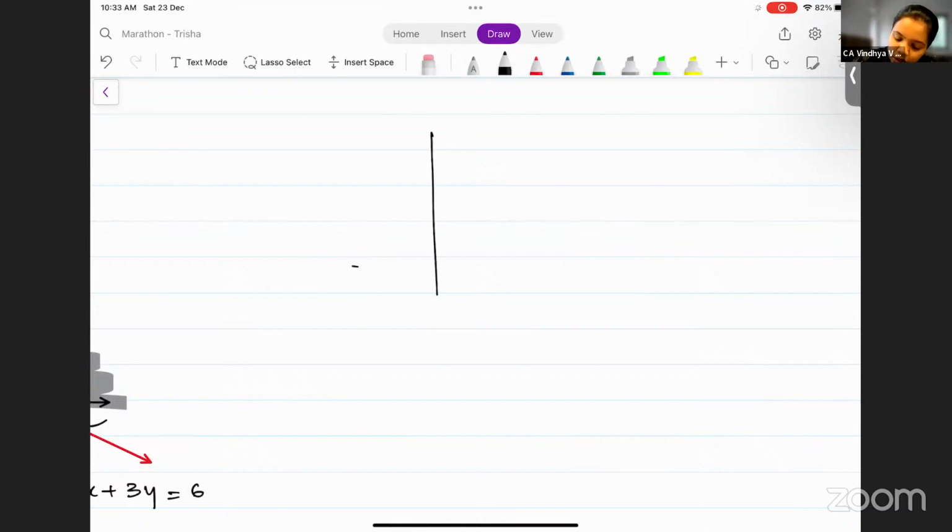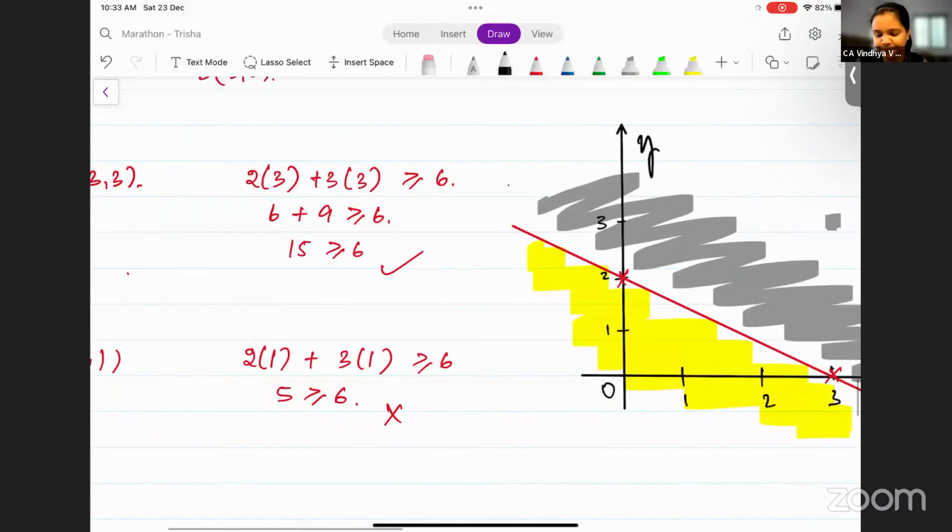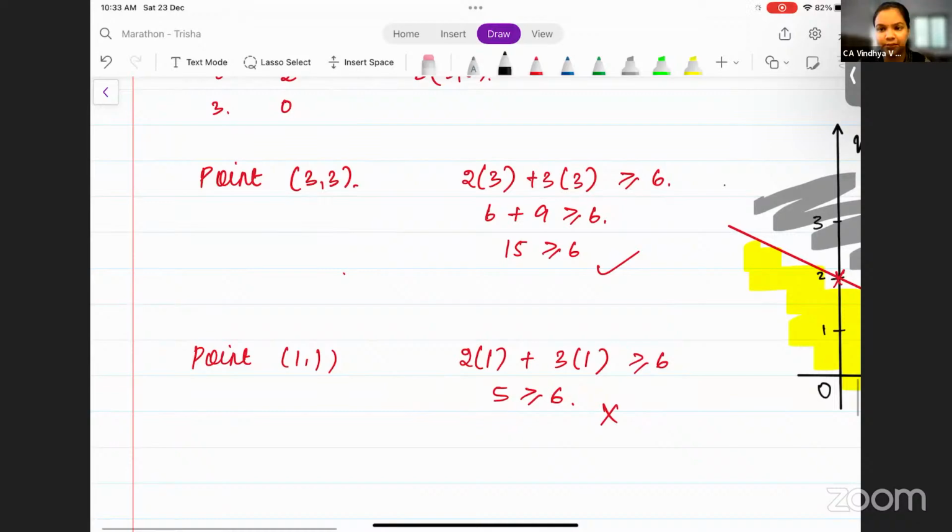If this is your graph, here can I say your line is passing through (0, 0)? Correct? So when it is passing through (0, 0), the shortcut is not applicable, which means the shortcut is applicable only when the line is not passing through the origin. Is this clear?